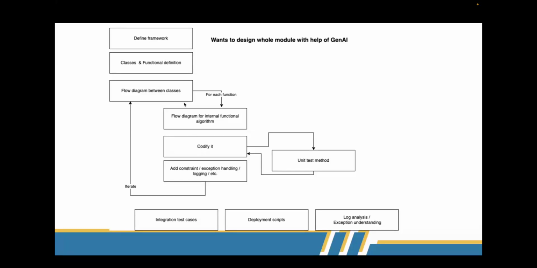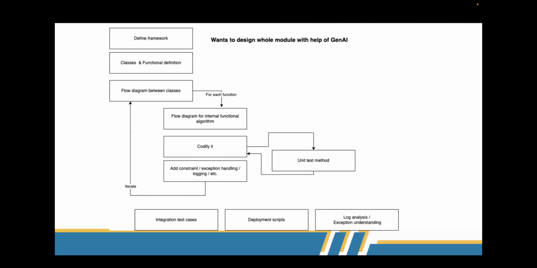Okay. Once you have done that for each function, you codify it, then you do unit testing, then you do whatever additional things you wanted to add on top of it. Let's say adding certain constraints, okay, these variables will be coming from the global variable, these variables will be coming from a cache, or if an object is already present in cache, then return from it. Those conditional checks, exception handling, logging, you add on top of it.